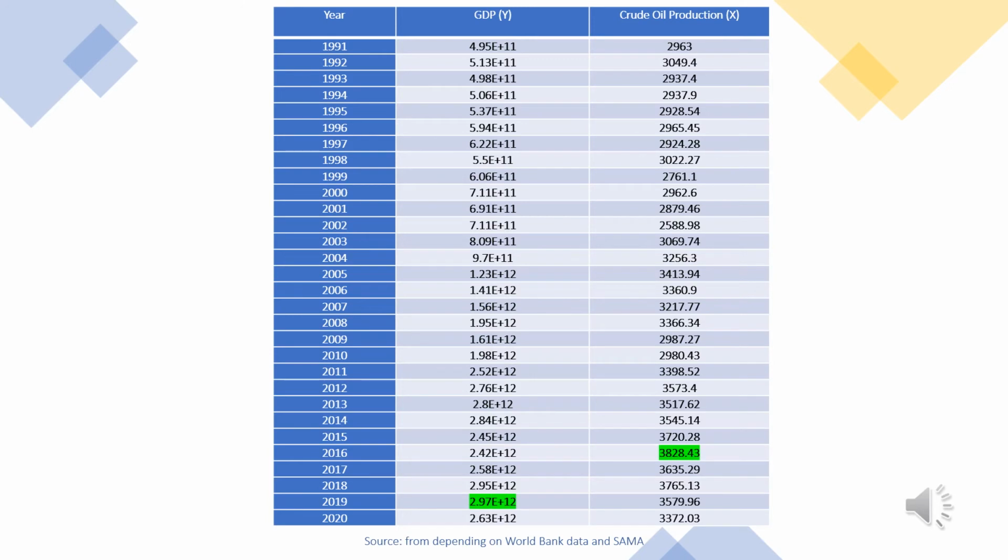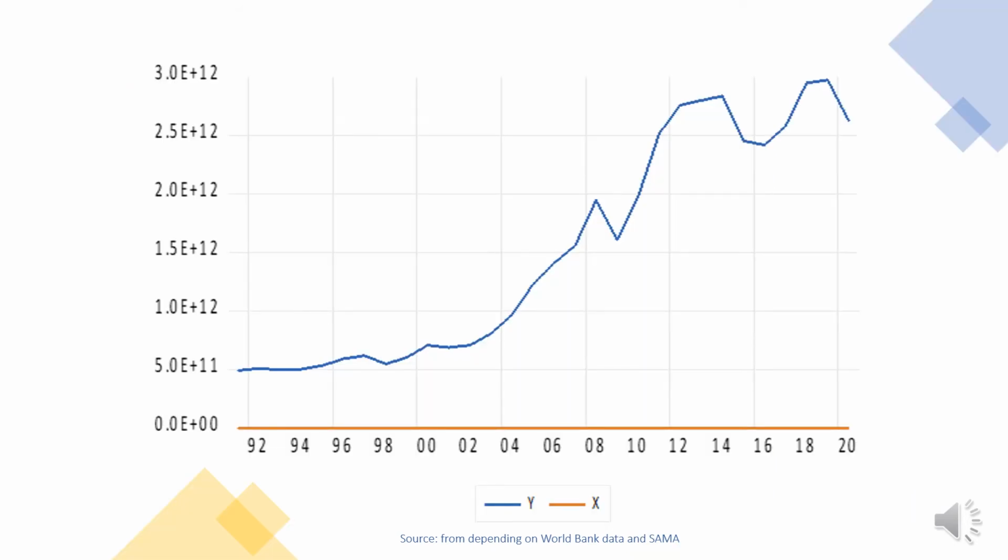As you can see, we have this table. It includes the year and the results of each variable, where the GDP represents the dependent variable Y and the crude oil production represents the variable X. When we take a look at the table, we find that by 2019, the GDP reached its highest, whereas the crude oil production reached its highest by 2016, as highlighted in green. Here is the chart for the results that we got by transforming the data in the EViews program. And as you can see, the highest point for GDP was in 2019, as I said in the previous slide.